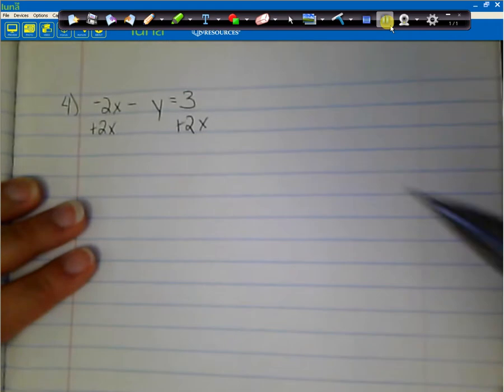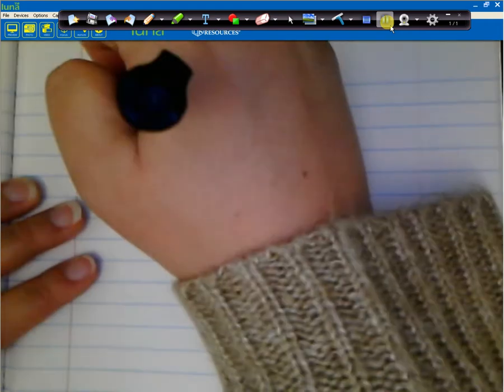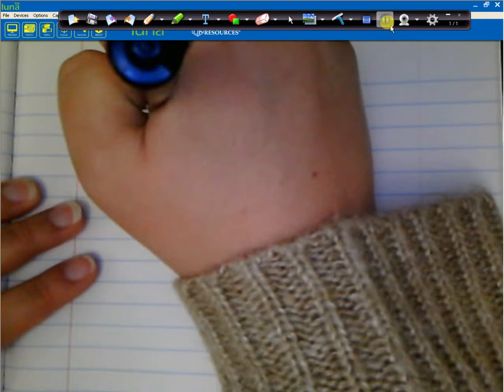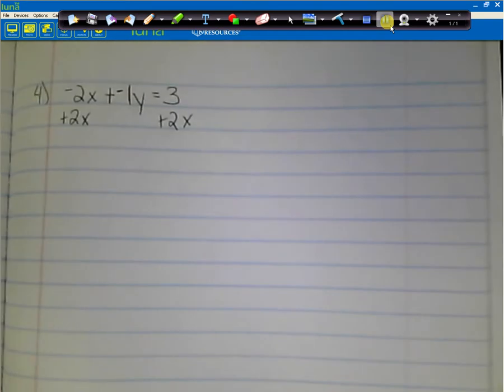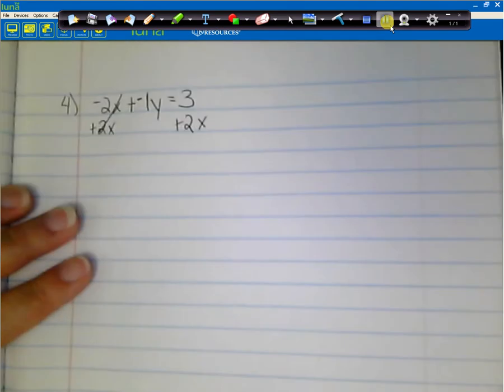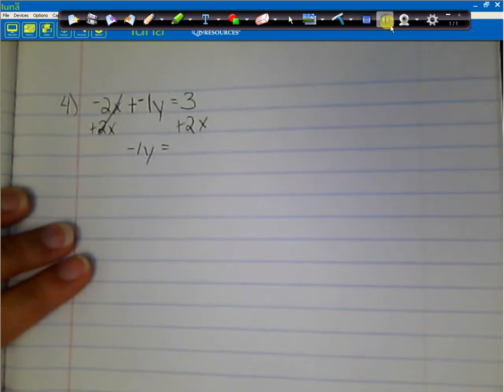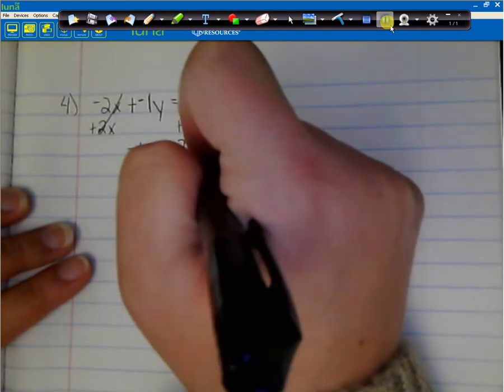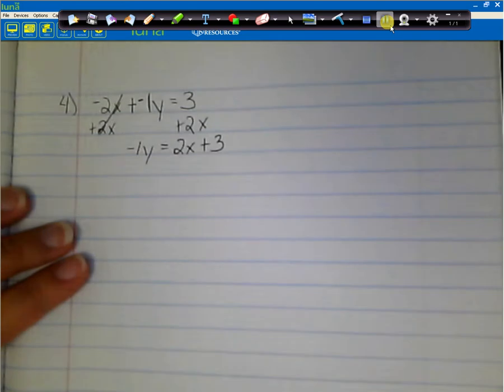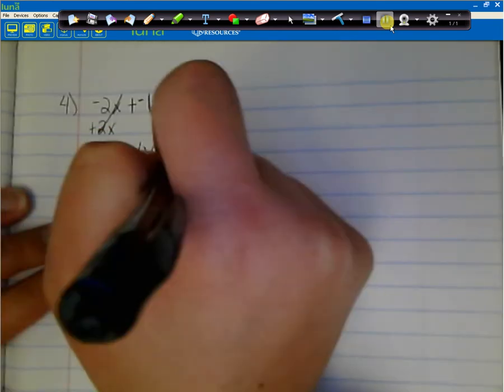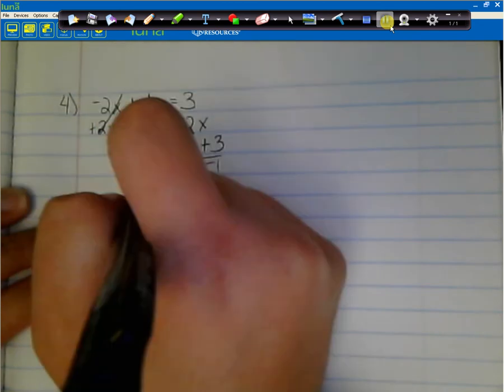And also this minus y, I'm actually going to change this to plus a negative, and I'm going to put a 1 right here just so that I don't forget to bring that down as a negative 1y. So it cancels here. I bring this down as negative 1y equals, and then I have 2x plus 3. Again, I can't actually add the 3 and the 2 because the 2 has an x and the 3 does not, so I list it as 2x plus 3. Then I need to move the negative 1, so I'm going to divide everything here by negative 1.